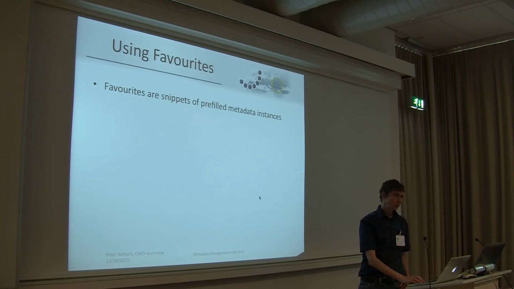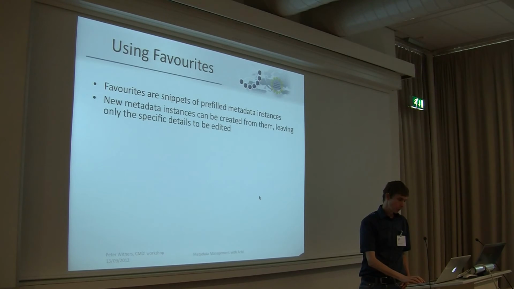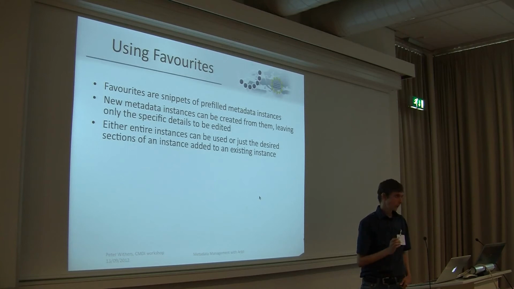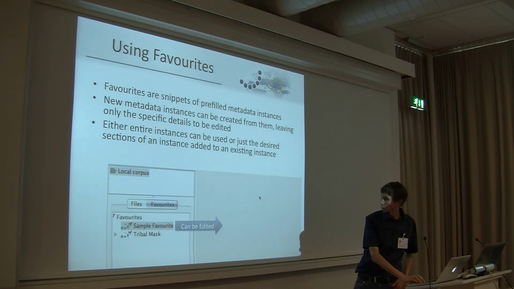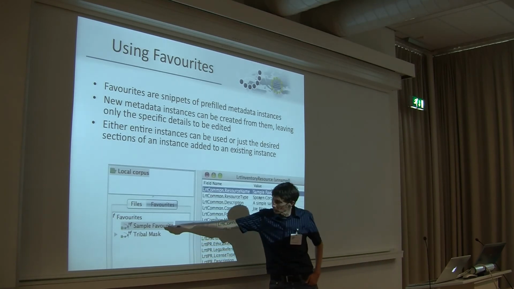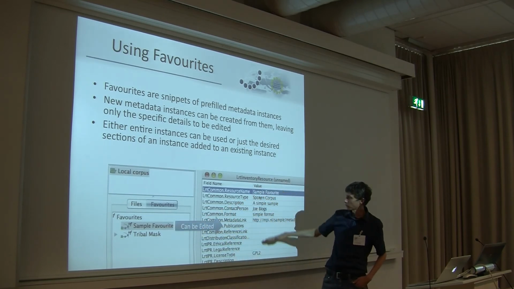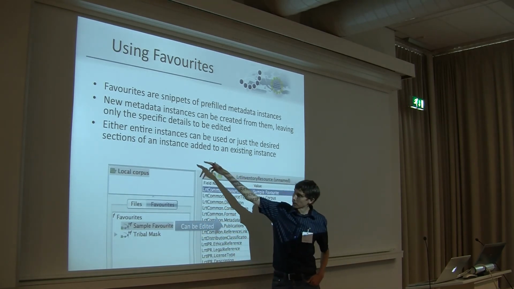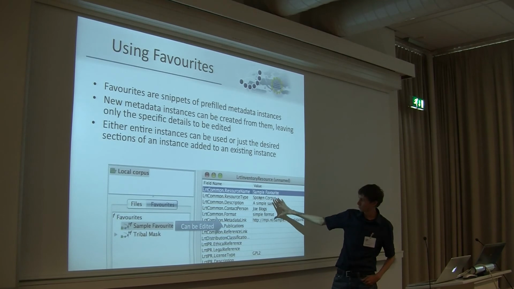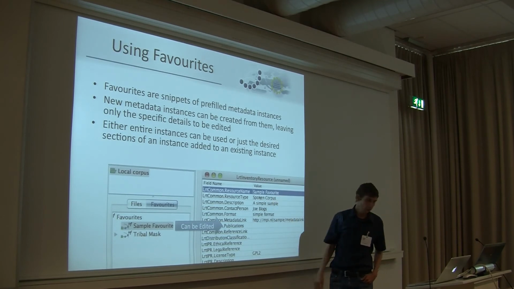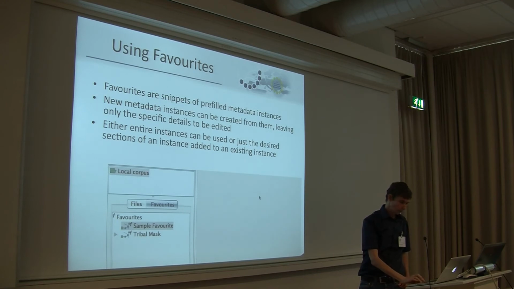As I mentioned, the favourites are snippets of metadata. So you can create entire new instances from a favourite. You could have the entire file as you need it to be and then make an instance of it, or you can just take the desired section, such as an individual or a project. While it's still within the favourites, you can edit all of the metadata. So you can take from your local corpus, create one, take out the instance-specific data and just have, for instance, your project information. And then from there, you can make instances.